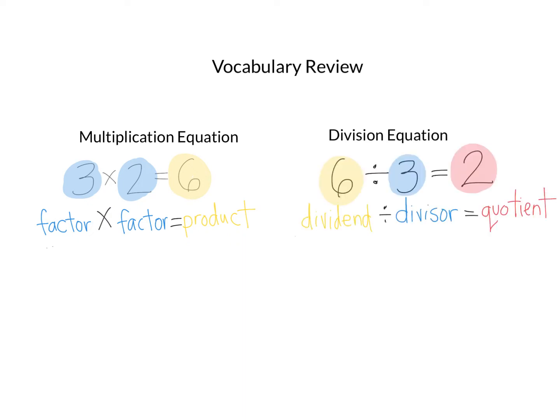In the division equation, we have a dividend that is divided by the divisor, which equals the quotient, which is the answer. In this example, the 6 is the dividend, the 3 is the divisor, and the 2 is the quotient. In the lesson, we will be using these terms, so if you need to come back to this section, please feel free to do that.